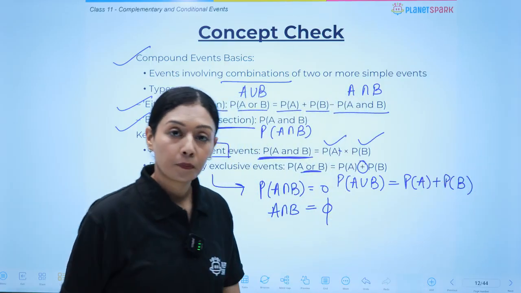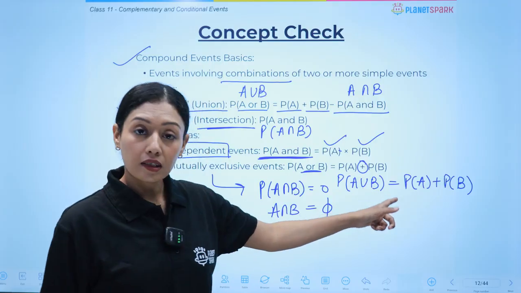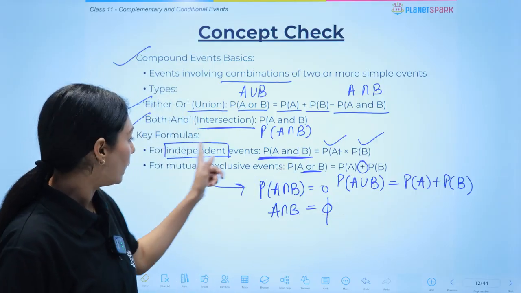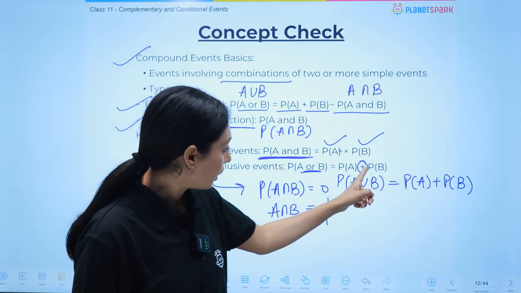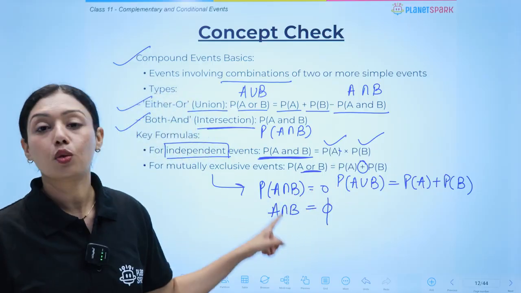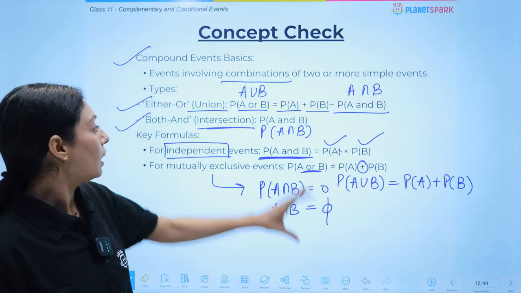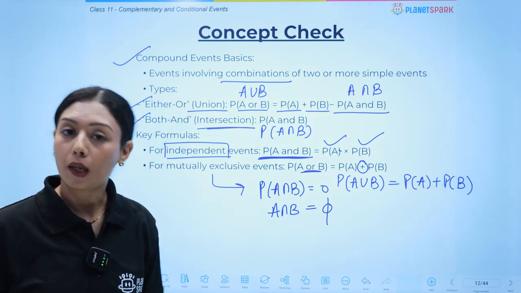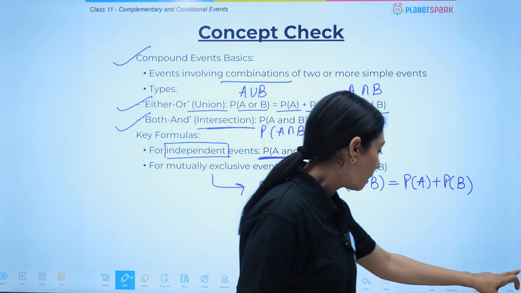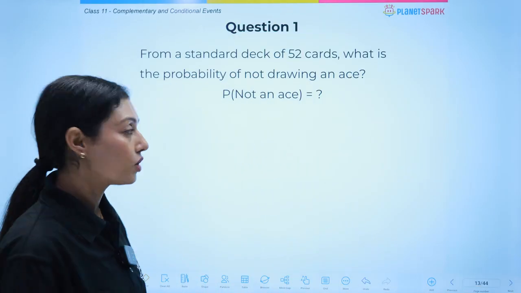But when can we apply these two things? Remember that we apply this when independent events are there, and we can apply this when mutually exclusive events are there. Otherwise, this is what we are going to apply. Sorted, everybody? Okay, then let's see the questions.